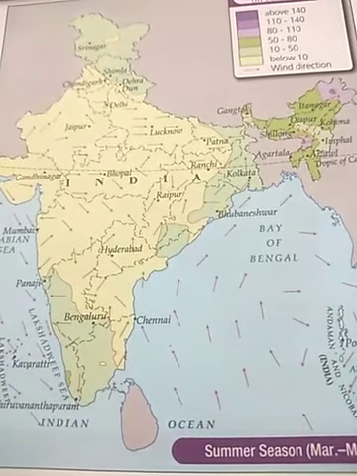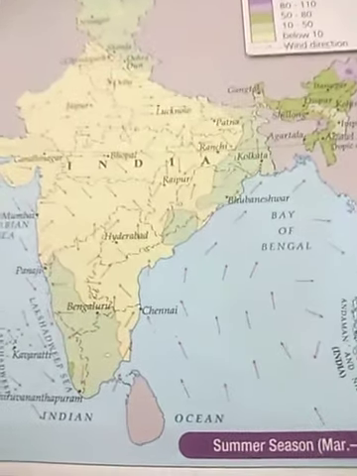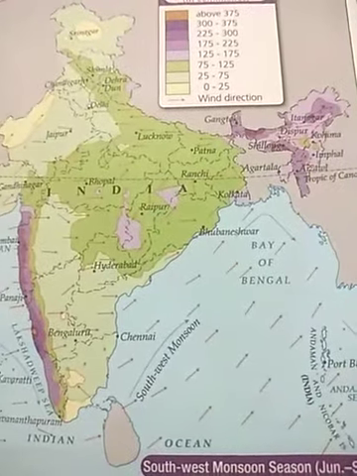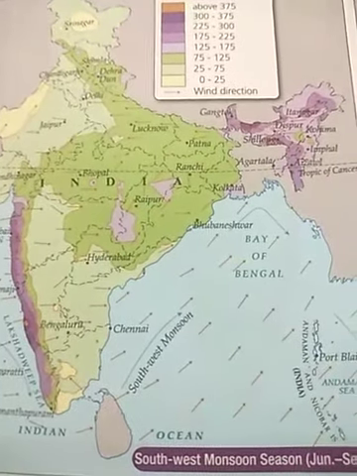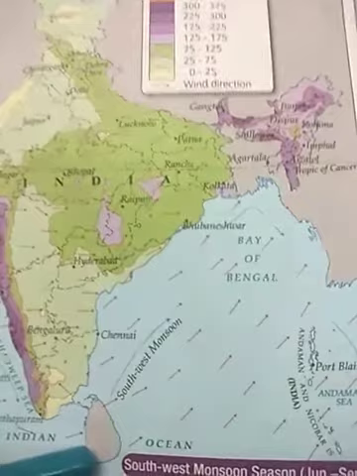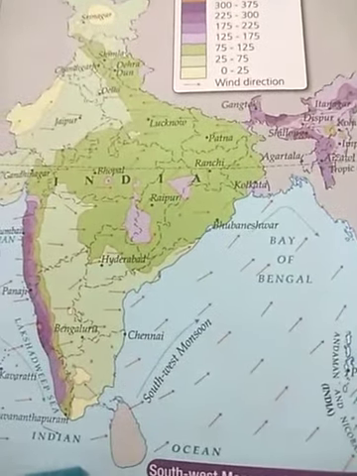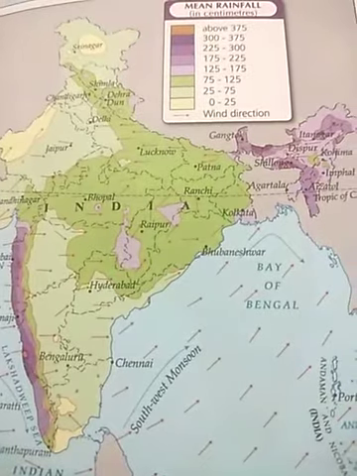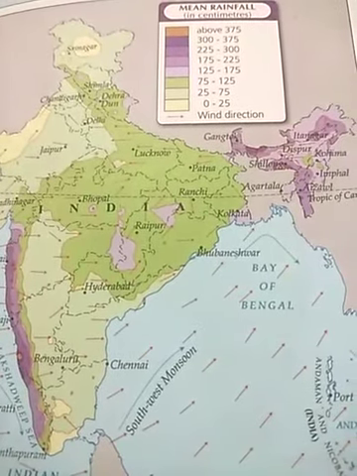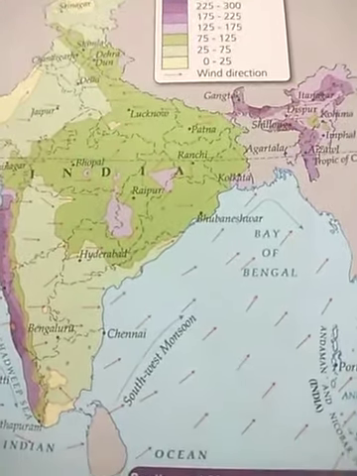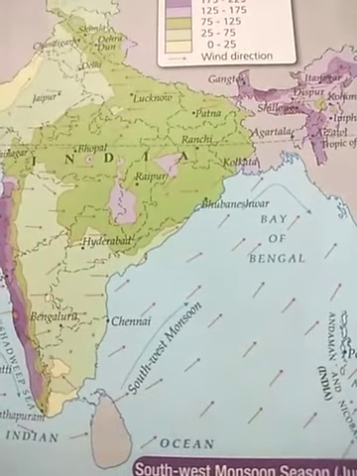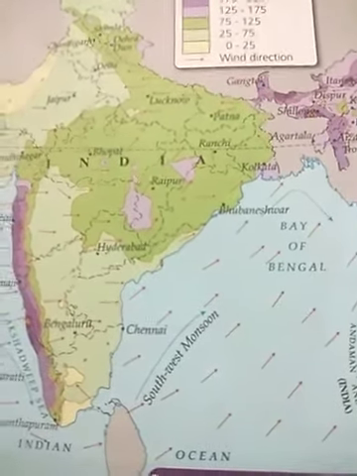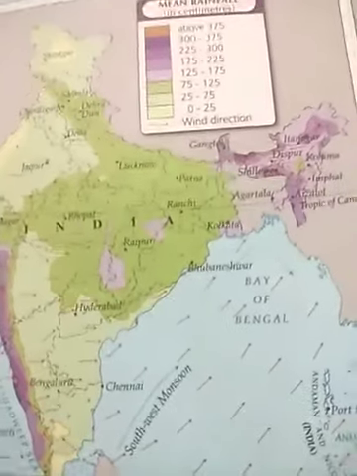And the next season we are going to learn about is the rainy season. Rainy season is also known as southwest monsoon. Okay? Rainy season is also known as southwest monsoon. In this, the temperature rises by the end of summer. As the summer gets completed, we have one more season, the rainy season, which starts from the month of June to mid-September.